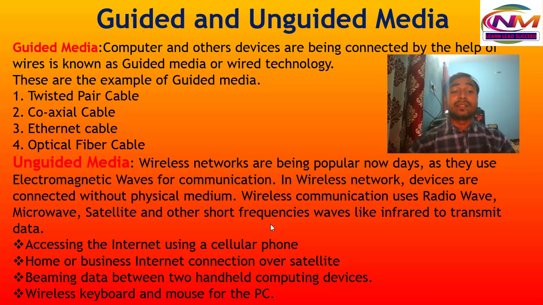Now, accessing the internet using a cellular phone is an example of unguided media. We are getting the network in our cell phone. Home or business internet connection over satellite: we are getting satellite connections like internet, like Railwire technology we are using, BSNL broadband we are using. So these are home or business internet connections with the help of satellite.